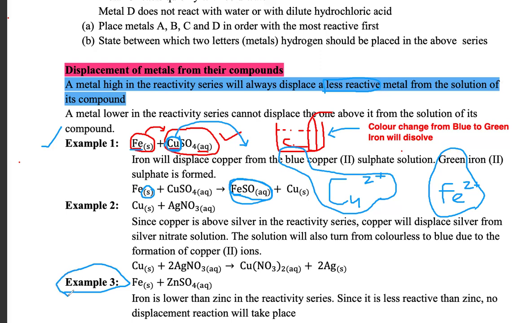So the observations that you should focus on, one, the color of the ions. If possible, you also pay attention to the state symbols. So the second one, when you have copper and silver, the truth of the matter is that copper is more reactive than silver. So can you tell me what you are likely to experience?